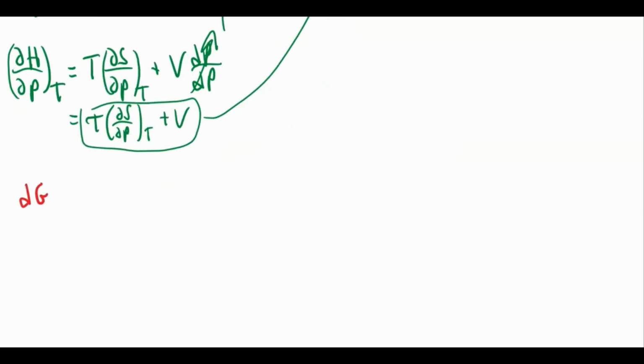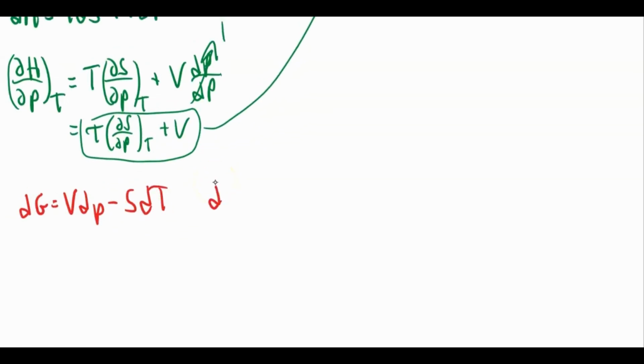dG equals VdP minus S dT. So this is another fundamental equation. We're going to write dG as an exact differential with respect to dP and dT in the other way. So this is it written as its fundamental equation, but we can also write it as a straight up change in dP, change in dT equation like we did before.